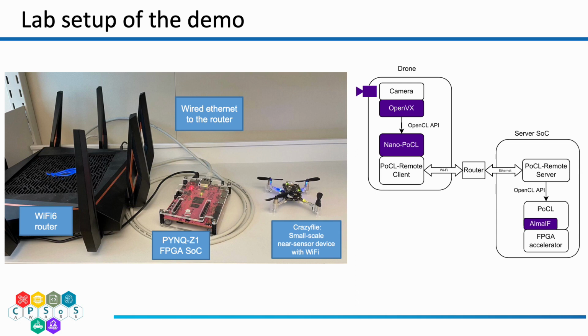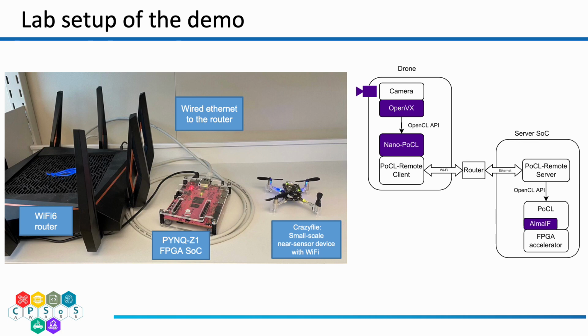The laboratory setup for the proof-of-concept demonstrator consists of these three devices: the drone, an FPGA, and a router. The Pink Z1 board acts as a compute server with a small FPGA and an ARM CPU that executes the Buckle Remote server. Buckle Remote server uses the OpenCL API to forward the commands to a local OpenCL implementation. In this demonstrator, the implementation used is Buckle, which uses the improved ALMA-IF to communicate with the custom FPGA accelerator.